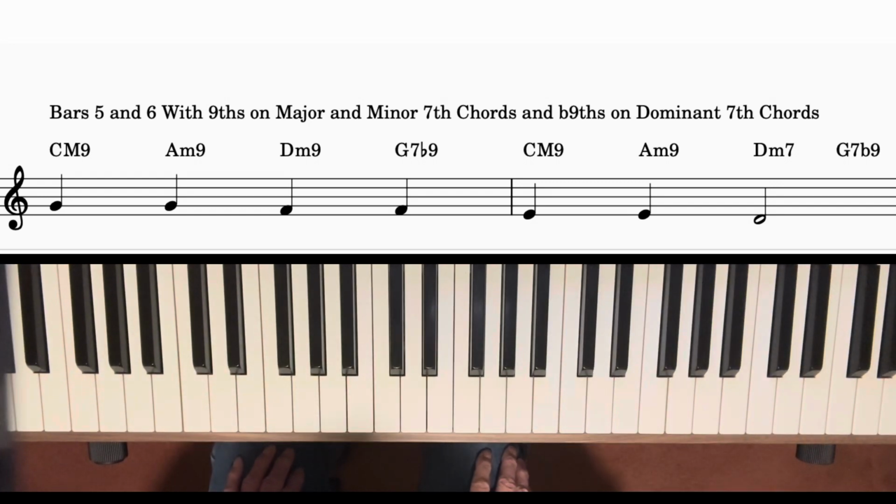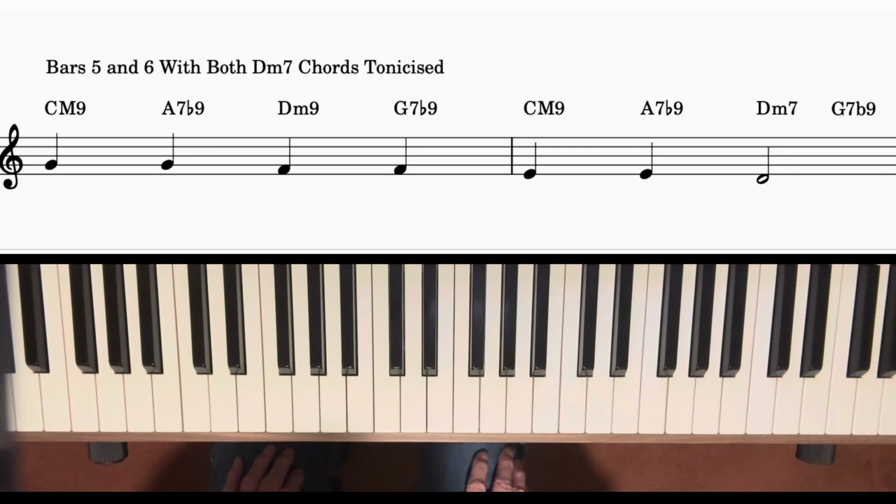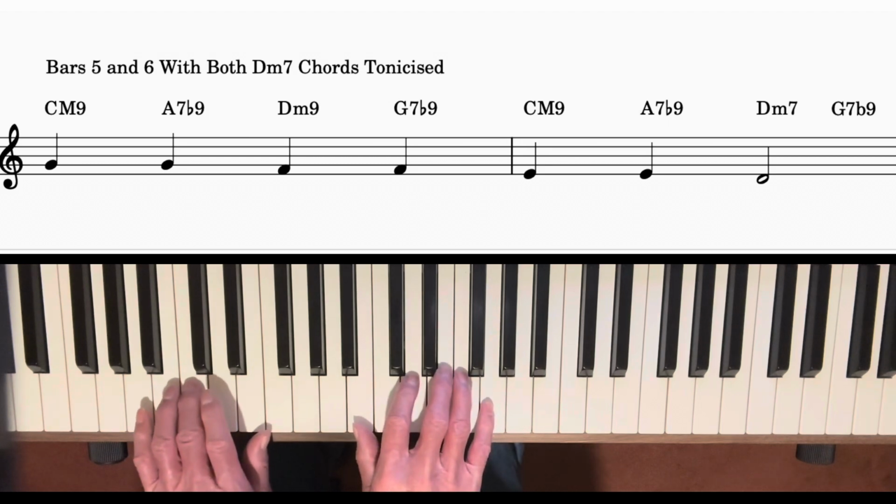Another thing that we could do in those 2 bars is tonicize both of the D minor 7 chords by changing the A minor 7 chords that come just before them into A7. And also we could put the flattened 9th on these A7 chords. So that would sound like this.